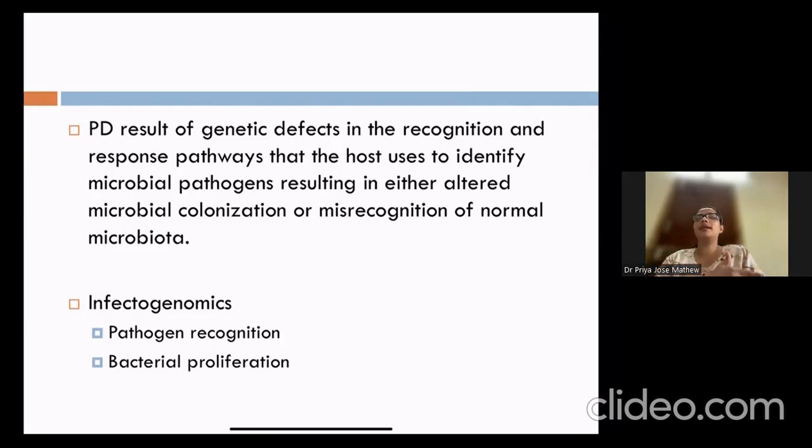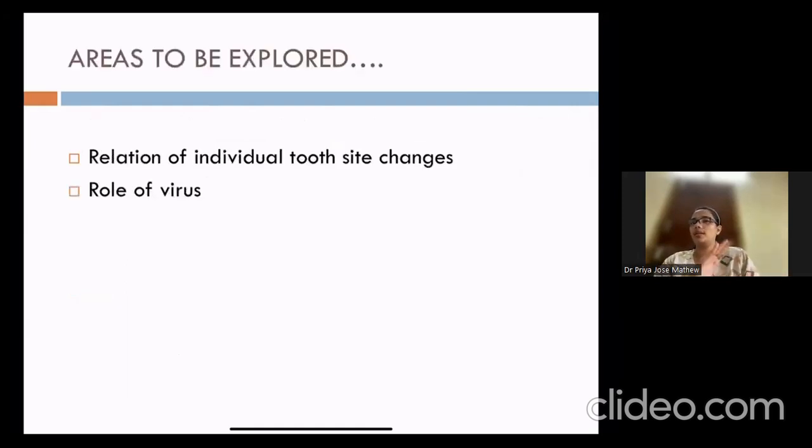Now, this genetic dysbiosis is the key concept of a term known as infectogenomics. That is a study mainly based on genetics and its relation with disease activity. So these genetic defects are included under two main headings: the pathogen recognition defects and the bacterial proliferation defects. Okay? So those are the major models of periodontal disease activity.